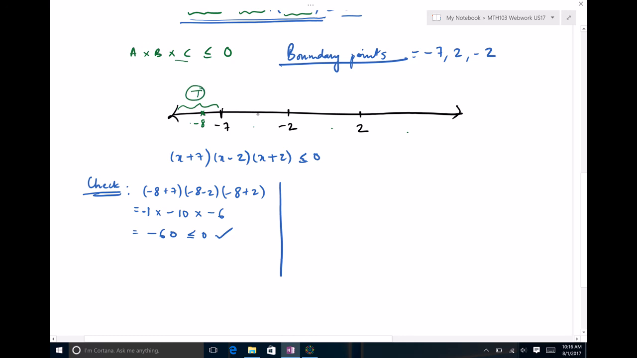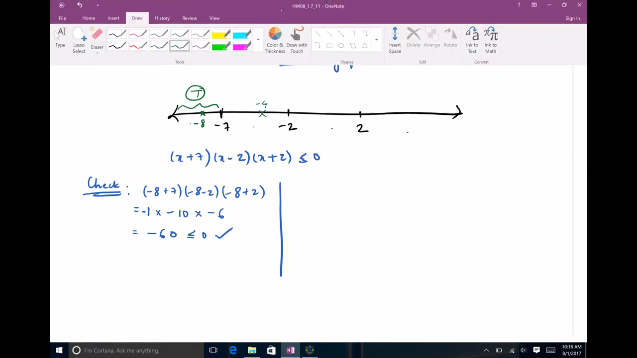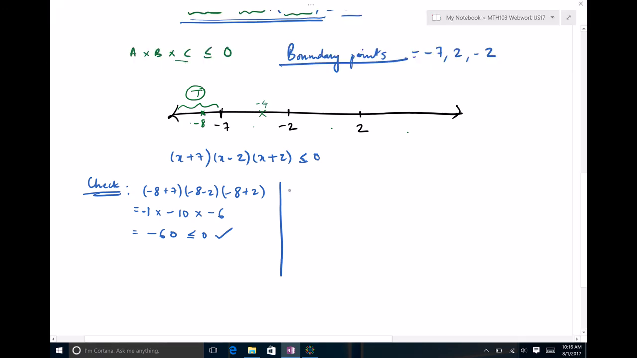Now let's pick a value in the next interval. From negative 7 to negative 2, I'm going to pick the value negative 4. Now let's see what happens in this interval. So I have negative 4 plus 7 times negative 4 minus 2 times negative 4 plus 2. So I get negative 4 plus 7 is positive 3, negative 4 minus 2 is negative 6, and negative 4 plus 2 is negative 2. So 3 times negative 6 times negative 2 is positive 36.